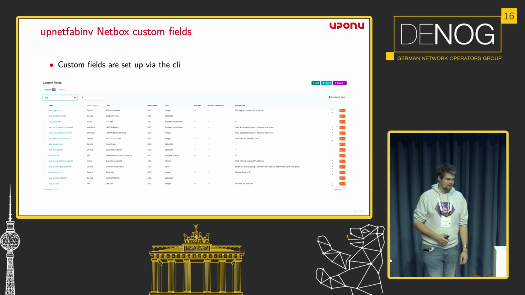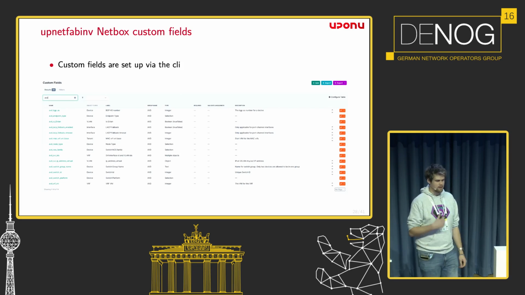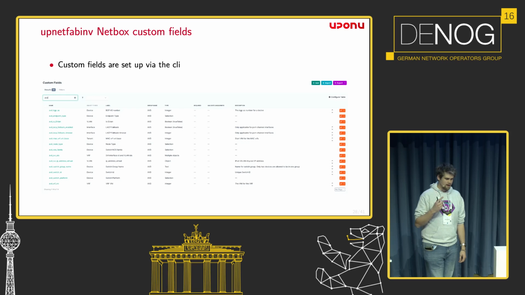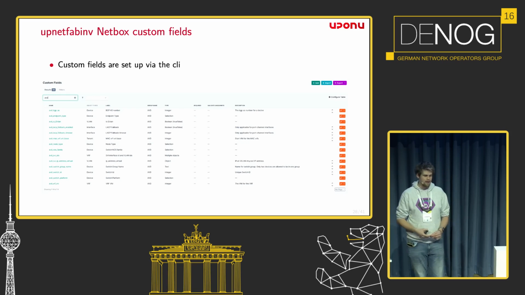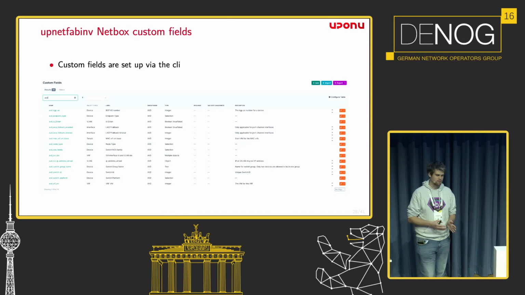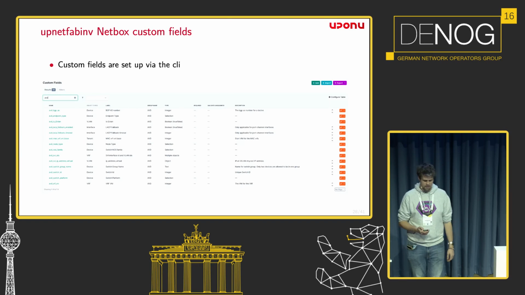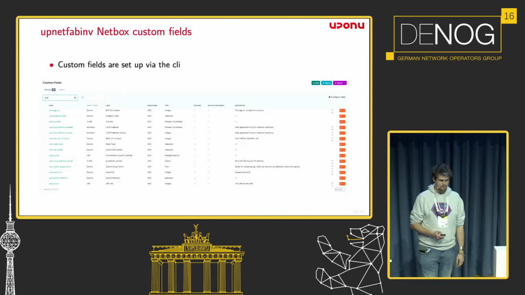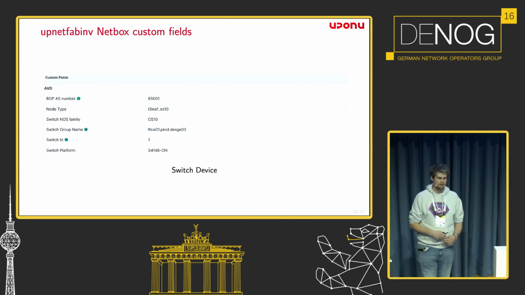So these are the custom fields we defined. We defined the BGP number, the endpoint type, some supporting variables like IDs. But we tried to keep it really, really basic and not add everything, but only the things we need to deploy our fabric. And all these fields we can set up in the CLI.